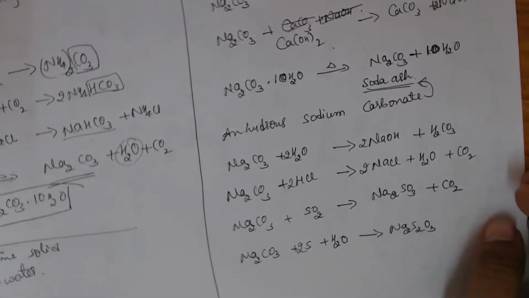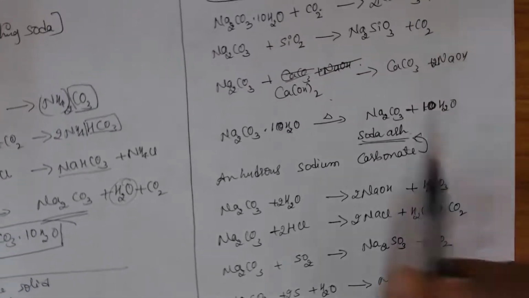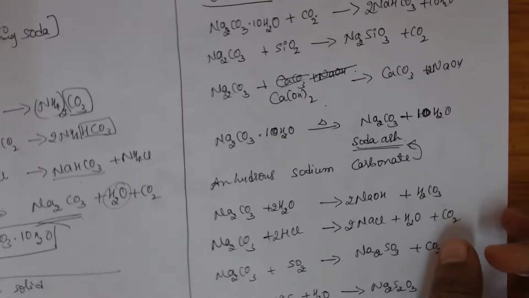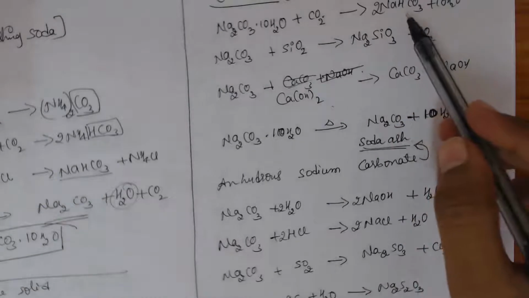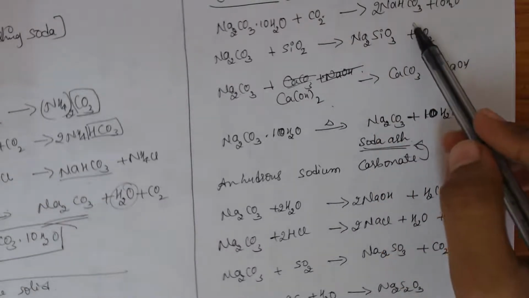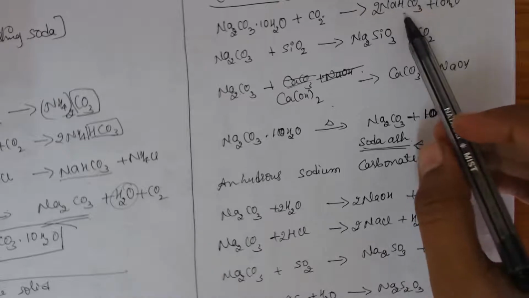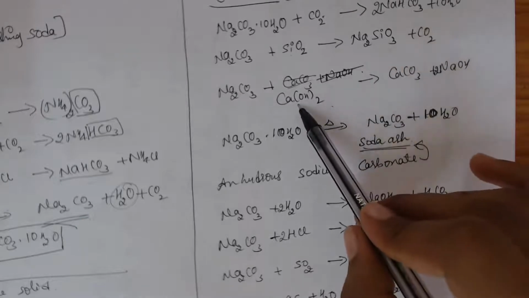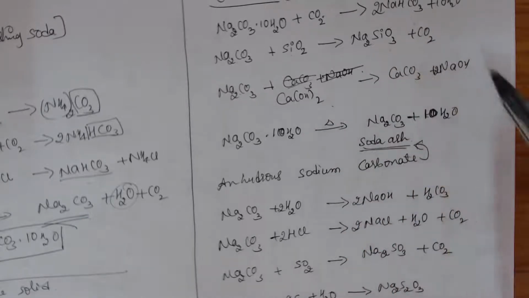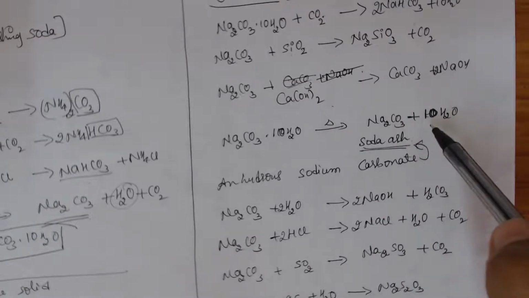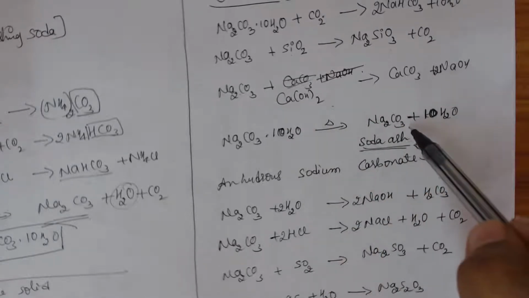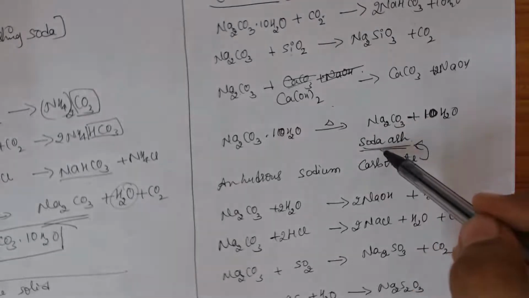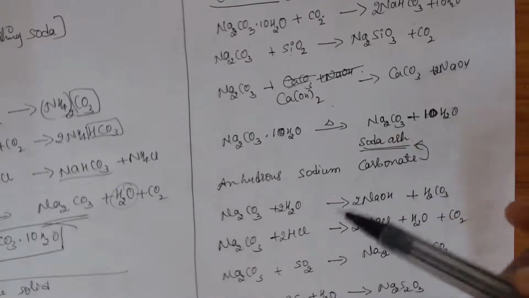Okay, so this is all about what, students? The chemical properties of the washing soda. So when it reacts with carbon dioxide, it forms sodium bicarbonate, that is sodium hydrogen carbonate. When it reacts with silica, it forms sodium silicate. When it reacts with calcium hydroxide, it forms calcium carbonate. When it is heated, it loses 10 water molecules and becomes anhydrous. That anhydrous sodium carbonate is called as what? Soda ash.